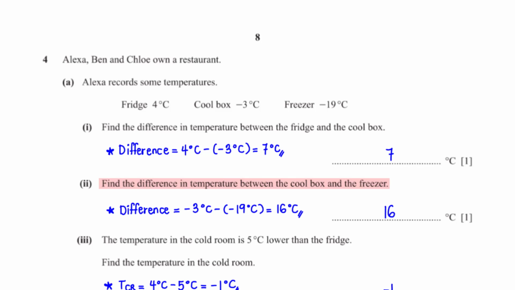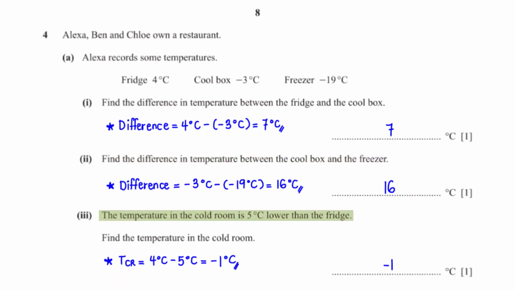Find the difference in temperature between the cool box and the freezer. The temperature difference is equal to the higher temperature, which is the temperature of the cool box, negative 3 degrees Celsius, minus the lower temperature, which is the temperature of the freezer, negative 19 degrees Celsius. This gives us 16 degrees Celsius.